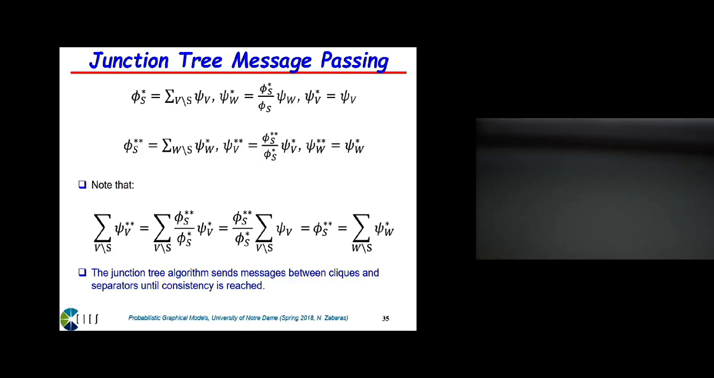So step one, I'm updating the potential of the separator. How do I update it? By integrating the potential of clique V over all the nodes except S, all the nodes except the ones of the separator. I'm going to show you that this actually works. Then, once I have updated the separator potential, I update the potential of clique W. The way I update it is the old potential of clique W times the updated separator potential divided by the original separator potential. That sounds weird. We will see why it works.